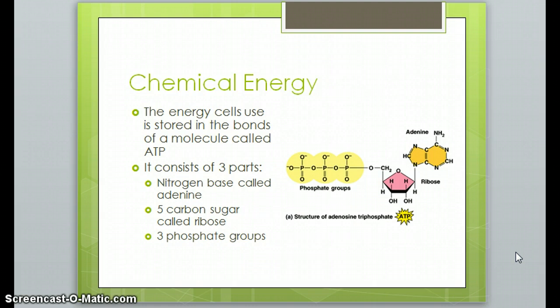ATP is made of 3 parts: a nitrogen base called adenine, a 5-carbon sugar called ribose, and 3 phosphate groups. ATP is actually a nucleotide because it contains the 3 parts that every nucleotide has: sugar, phosphate, nitrogen base. We learned in Chapter 2 that polymers of nucleotides, or nucleic acids, store genetic information. However, ATP doesn't form polymers, and it's used for energy.